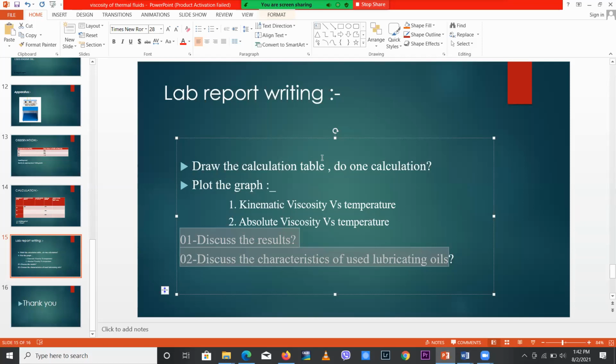So characteristics means what is happening to viscosity and density and everything. Yes, there will be more characteristics for this lubricating oil, right? So what is happening when we are using the oil, what is happening to the characteristics of the oil? Discuss the characteristics of the used oil. And that will be the practical task for you.